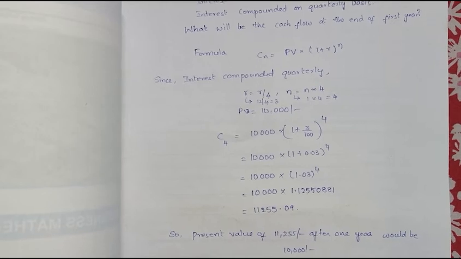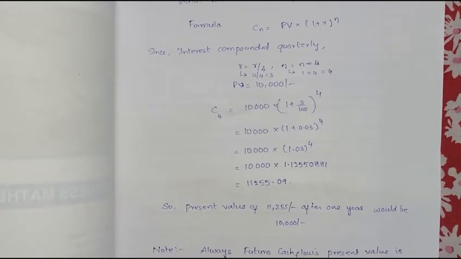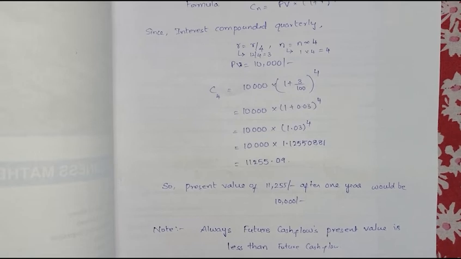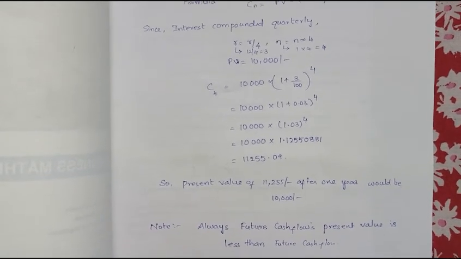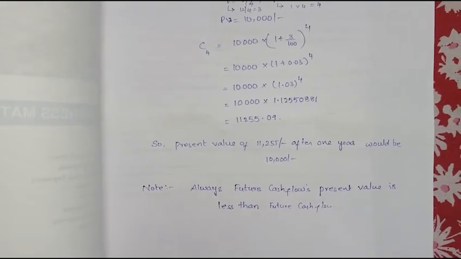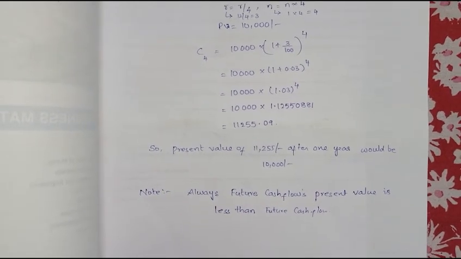Once we substitute 10,000 into (1 plus 3 by 100) whole power 4, which is nothing but 11,255.09. So the present value of 11,255 rupees after 1 year would be 10,000. Always note that the present value of a future cash flow is less than the future cash flow.